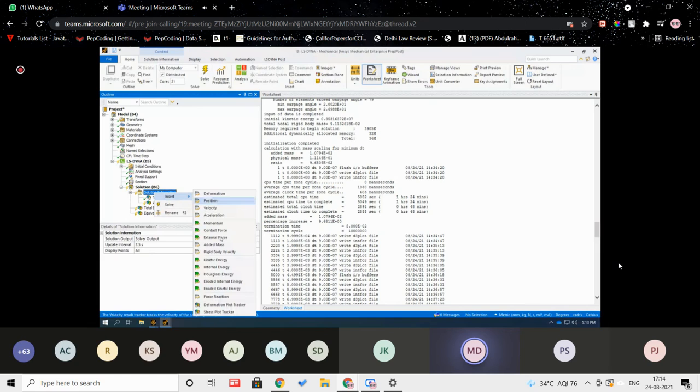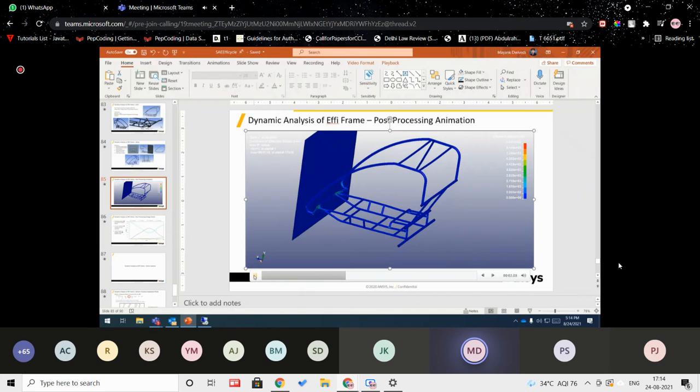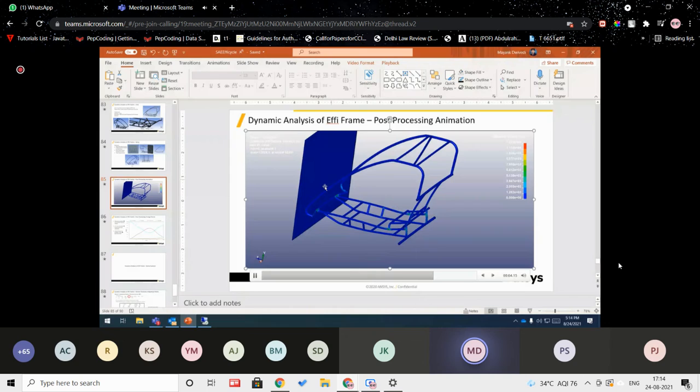In the same way you can plot deformation, you can check the stresses, and then you can end up with this kind of animation, and you can check whether the analysis is correct or not. If it is yawing too much, then you can fix this axis also, and then you can check how much the deformation is coming.